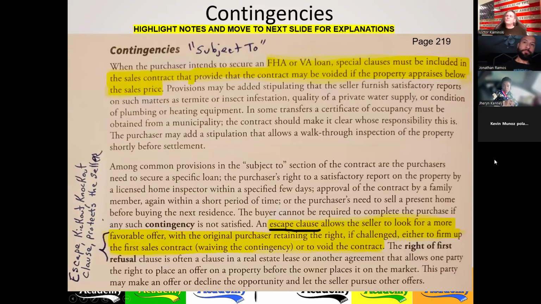You need to know, what is the purpose of the special contingency clause that must be added to sales contracts when the buyer is getting a loan through the FHA or VA? The purpose of that special contingency clause is if the house does not appraise for the purchase price, the buyer can get out of the contract without penalty. So how do they word that here? They say the FHA and VA's special clauses must be included in the sales contract that provides the contract may be voided if the property appraises below the sales price.